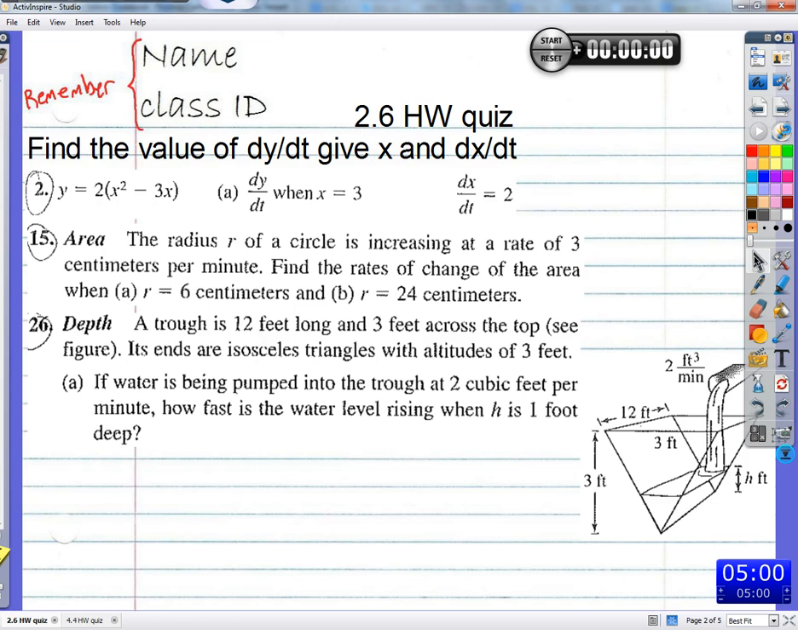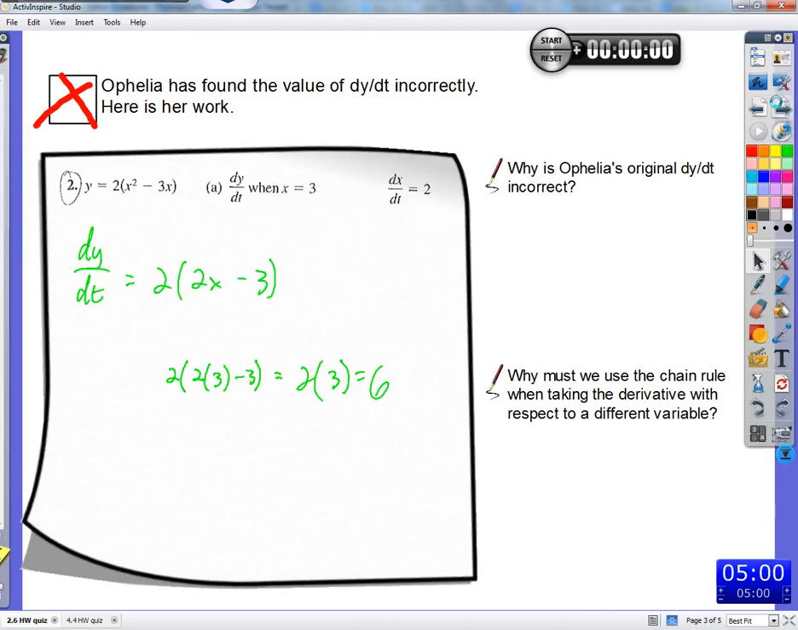So what we're going to do is look at some work done by another person. Most of the time it'll be wrong in some way, a mistake that we're going to analyze. Sometimes it'll just be correct. So we'll get started on that. Okay. So Ophelia has found the value of dy/dt incorrectly, and here's her work. The first thing that I want you to answer is, why is Ophelia's original dy/dt incorrect?